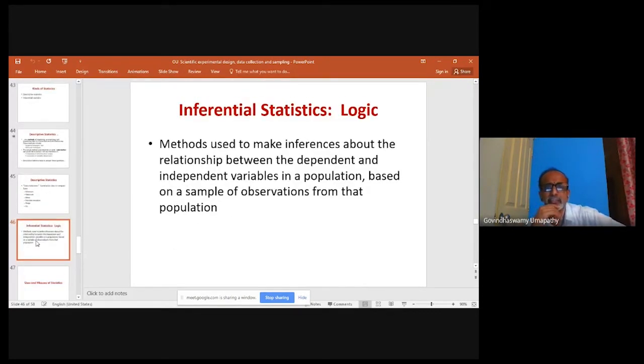Then there is inferential statistics, where you can study many relationships between one or two variables, different variables, independent variables, and for complex things one can use models.